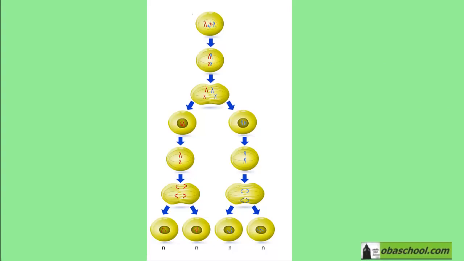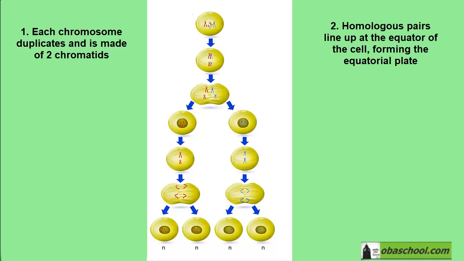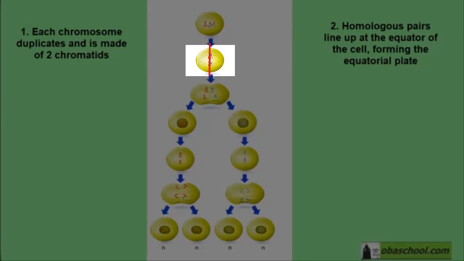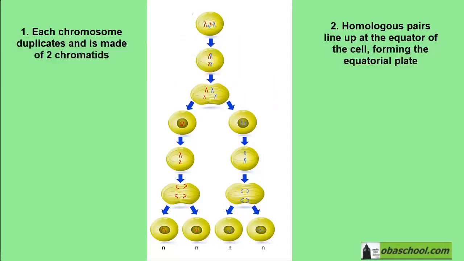So the first step is that each chromosome is going to duplicate and become made up of 2 chromatids instead of being a chromosome made up of 1 chromatid. So after this duplication, the homologous pairs will line up and pair up together, and they will line up at the equatorial plate. They will form the equatorial plate at the equator of the cell, or the middle. This will prepare them for division.